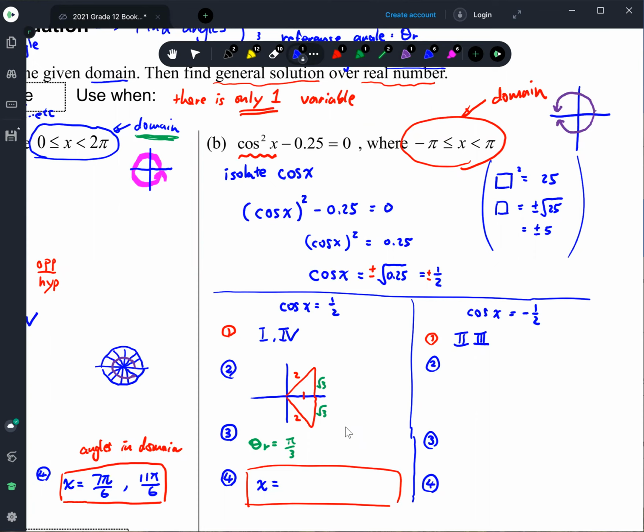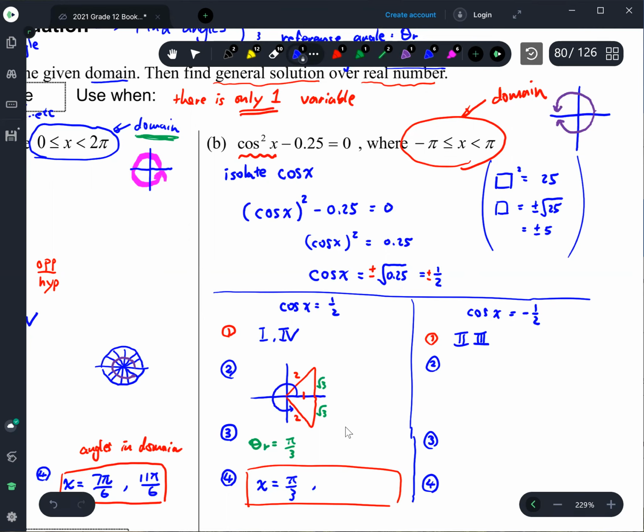Okay, Philip, what's the first angle? Pi over 3. Very good. And the second one, Sophie? 5 pi over 3. 5 pi over 3, that means you will turn all the way to here, right? Then that will be more than a pi.